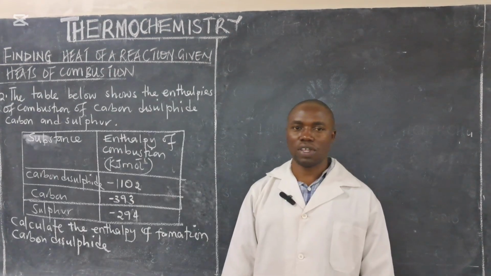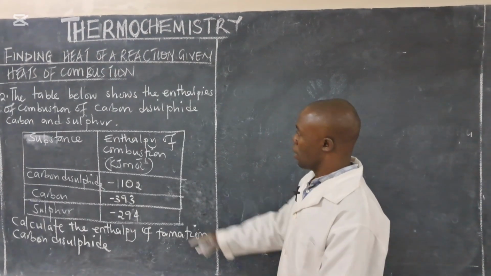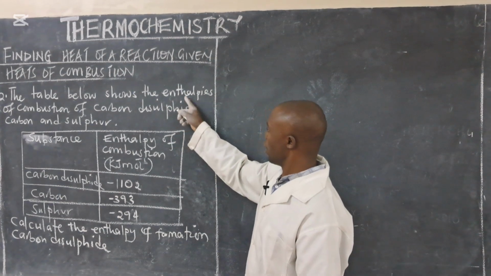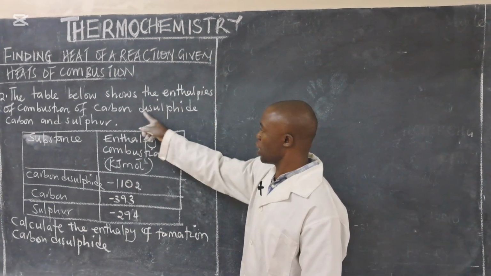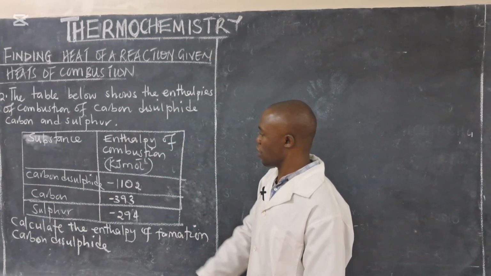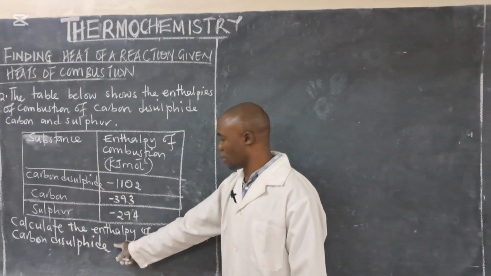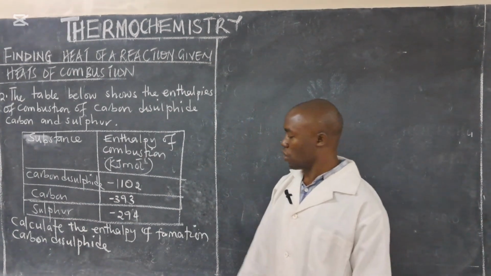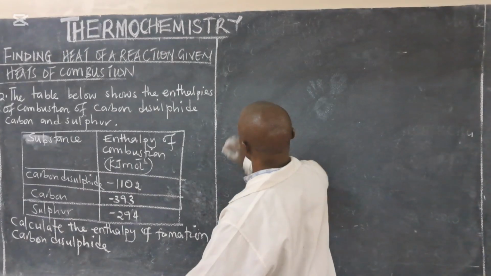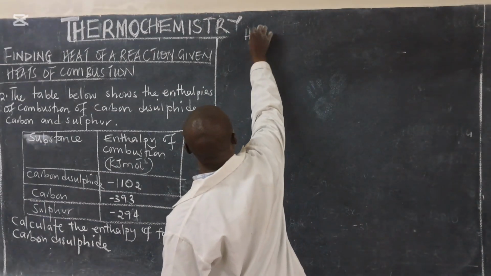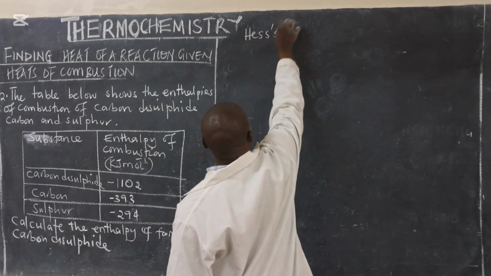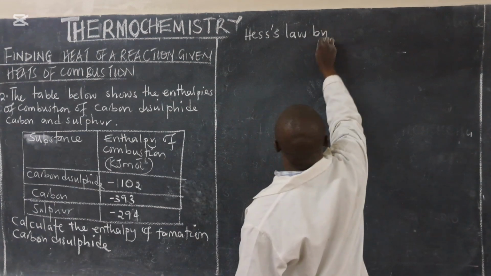Let us look at example 2. The table below shows the enthalpies of combustion of carbon disulfide, carbon and sulfur. They are here. So calculate the enthalpy of formation of carbon disulfide. So you write this equation. So let's use the first method, the Hess's law, Hess's law by calculation.